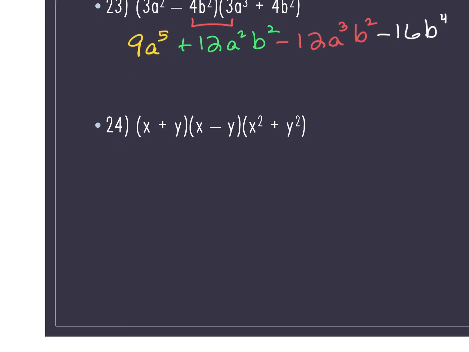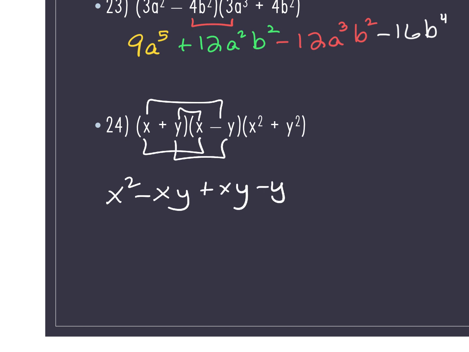All right, second to last one. I'm going to FOIL these 2. This is going to produce the difference of 2 squares. So once I FOIL it, first gives me x squared, outer negative xy, inside positive xy, and then last negative y squared. Notice outer and inner cancel on this. So I'm left with x squared minus y squared.